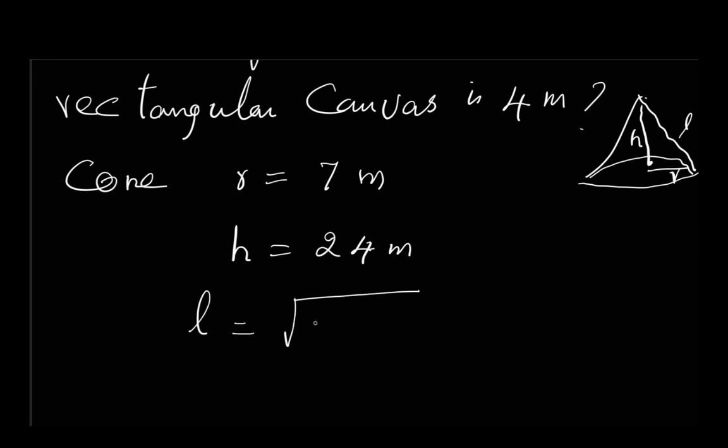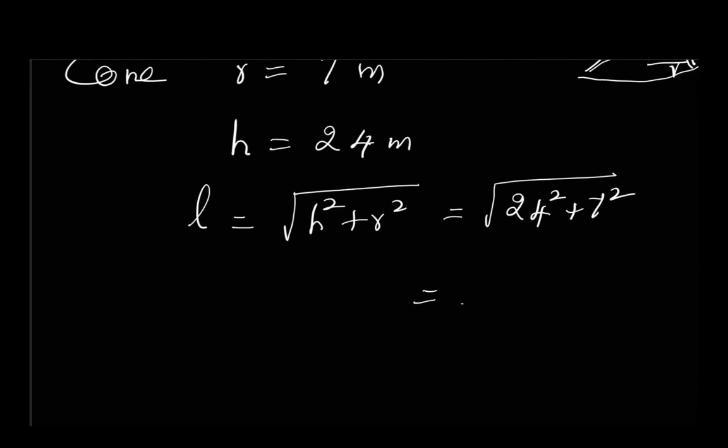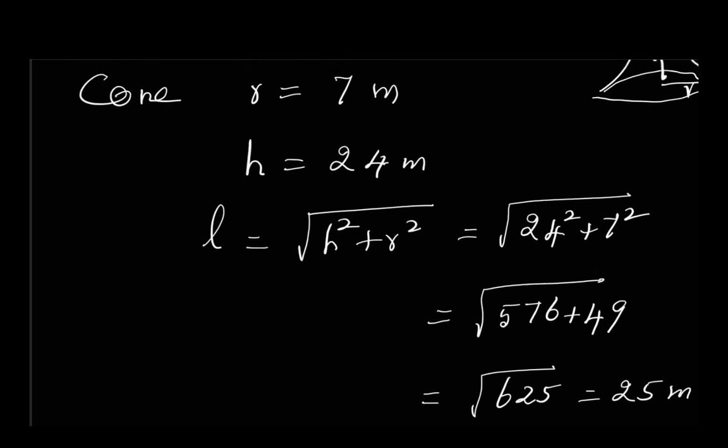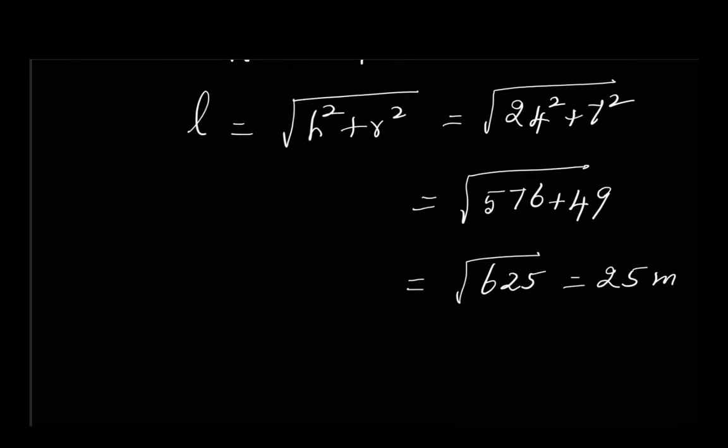The formula for finding l is the square root of h squared plus r squared, that is, the square root of 24 squared plus 7 squared. What is the value of 24 squared? 576, plus 7 squared is 49. You add these two values, you get 625. The square root of 625 is 25 meter. So we got the slant height of the cone.